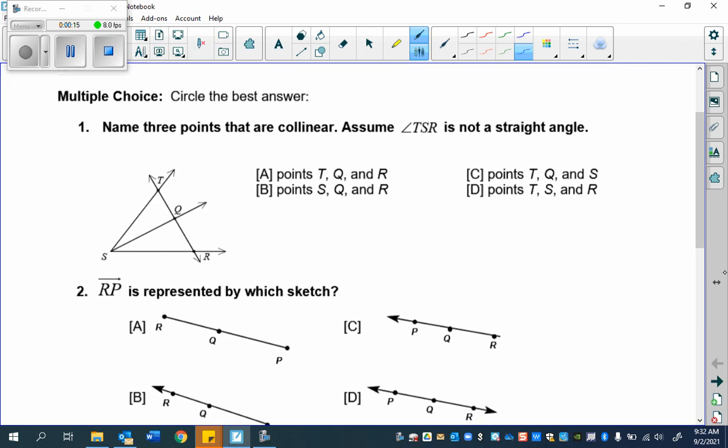Number 1, name 3 points that are collinear. Collinear means all in the same line. Our only option are these 3 points right there. So we're going to go ahead and choose A, because that's our choice that has T and Q and R.